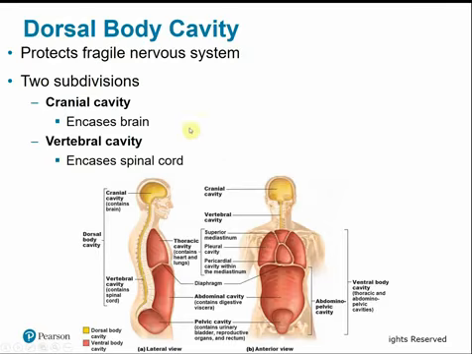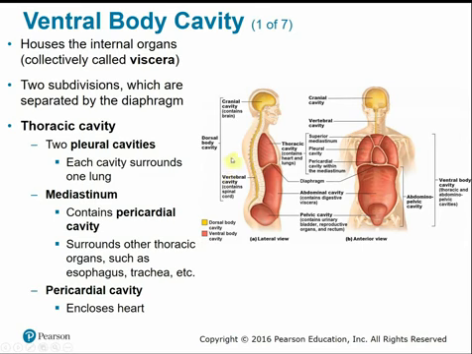The dorsal body cavity's function is to protect the nervous system, the brain and the spinal cord. It's divided into the cranial cavity that encases the brain and the vertebral cavity that encases the spinal cord. The ventral body cavity houses the internal organs, sometimes referred to as the viscera. There are two main subdivisions of the ventral body cavity, and they're separated by the diaphragm. This is the dividing line between these two cavities.